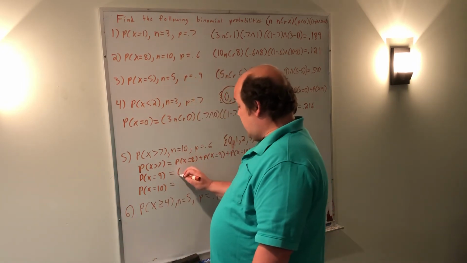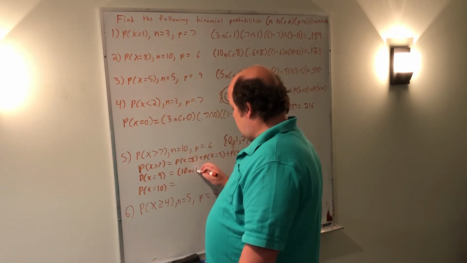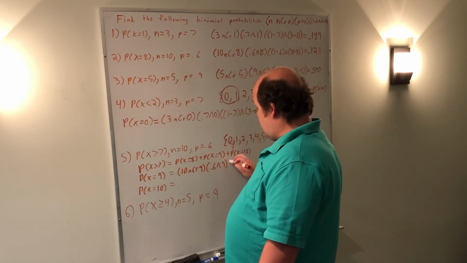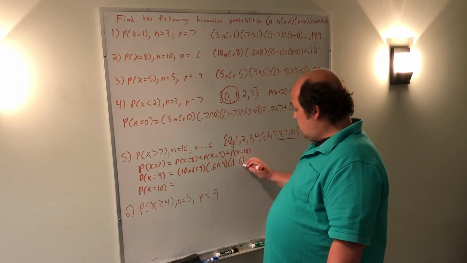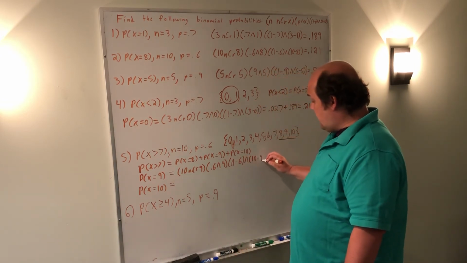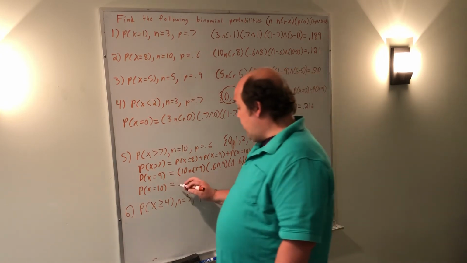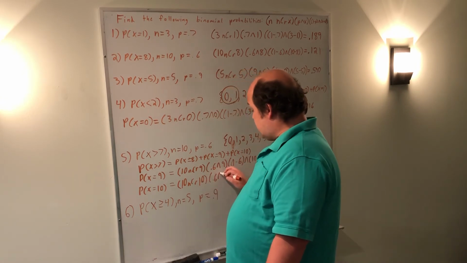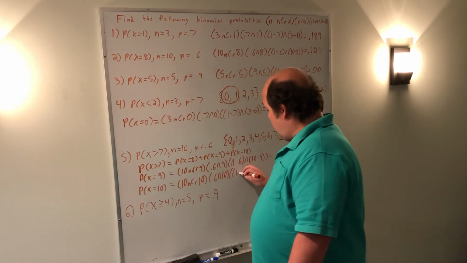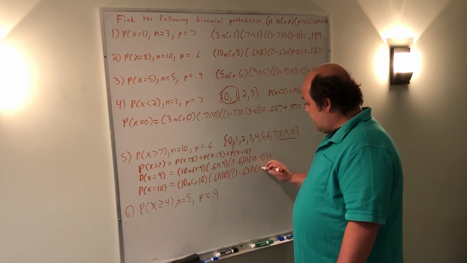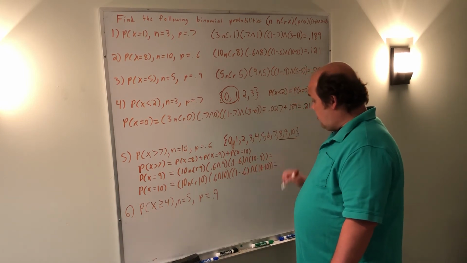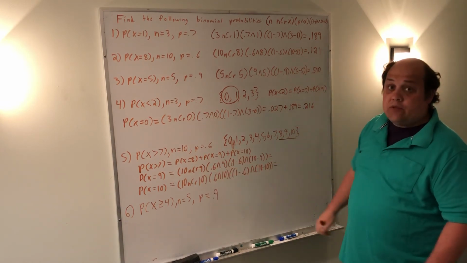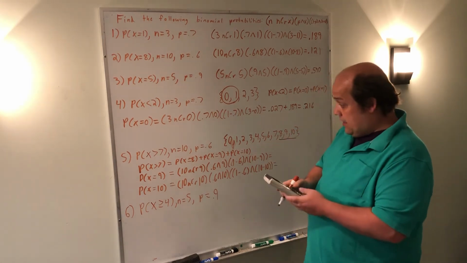When we do x equals 9, it's going to be 10 NCR 9, 0.6 to the power of 9, 1 minus 0.6 to the power of 10 minus 9. When we do x equals 10, it's going to be 10 NCR 10, 0.6 to the power of 10, 1 minus 0.6 to the power of 10 minus 10. After I get these two answers, I'm going to add them to this answer above, and that will tell me the overall total probability that x is greater than 7.